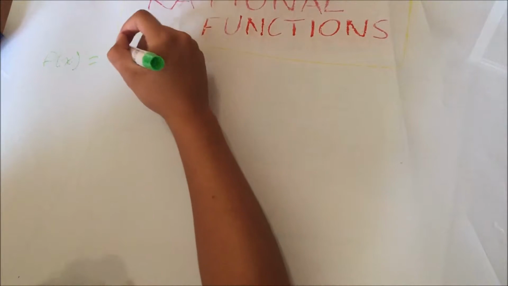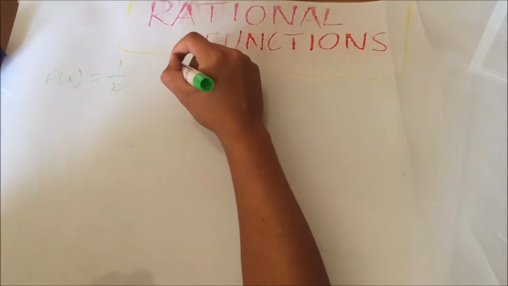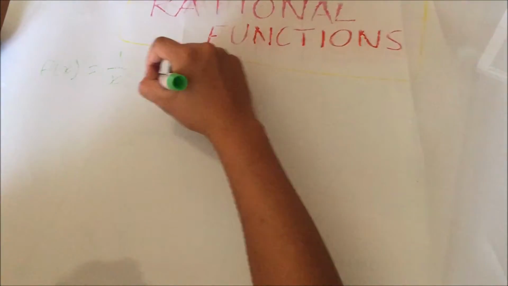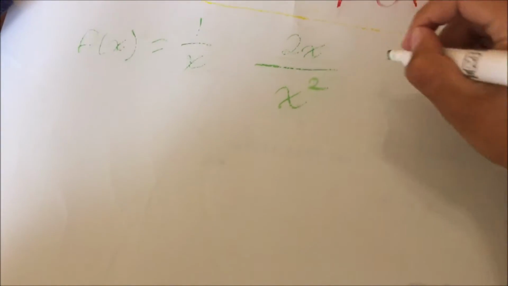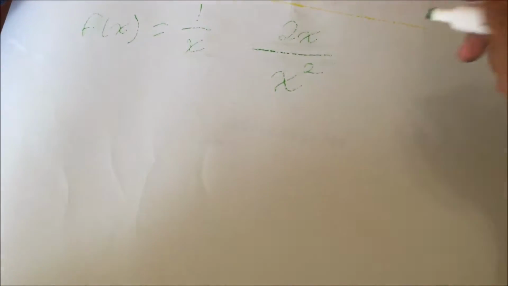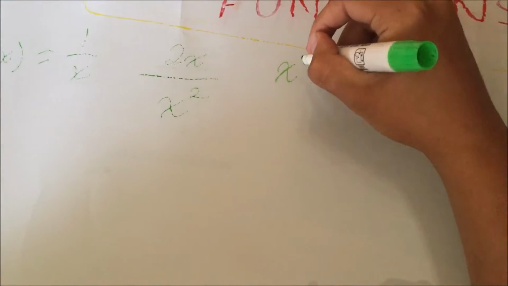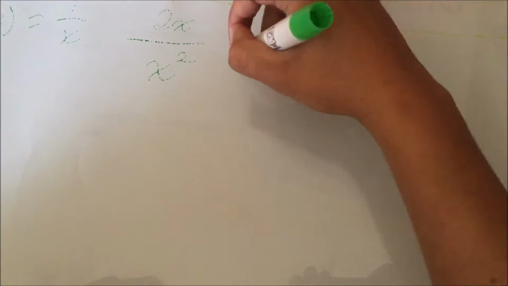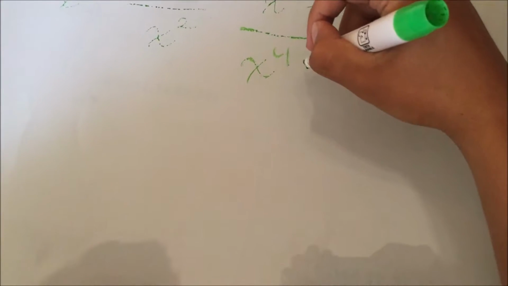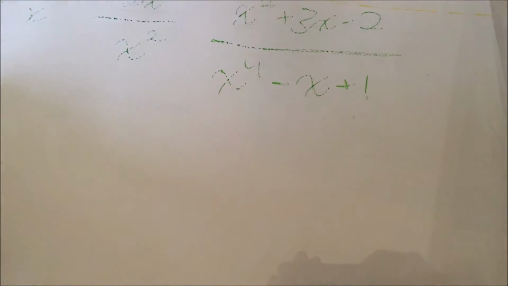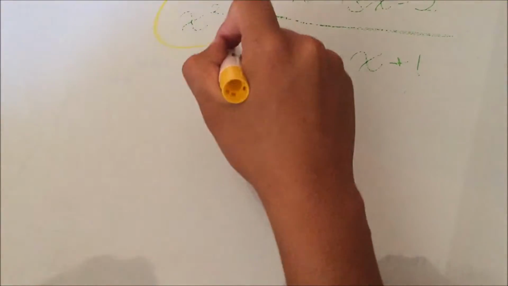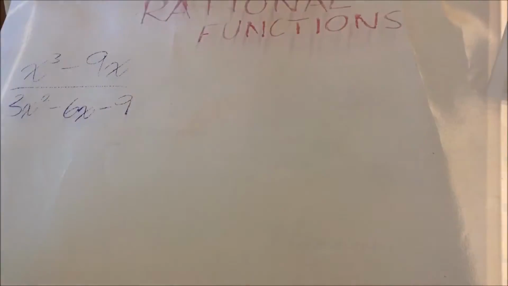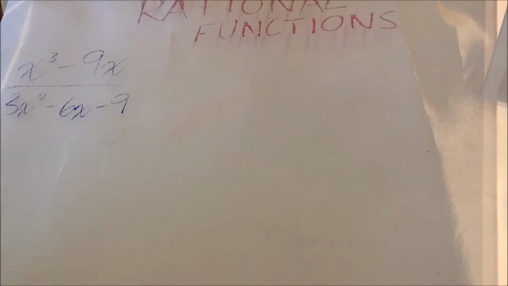So a rational function can be 1 over x, or maybe it can be 2x over x squared, or something very complicated like x squared plus 3x minus 2 over x to the fourth minus x plus 1. So as long as it has x in the denominator, it will be a rational function. So let's say we're given this equation and we need to graph it.